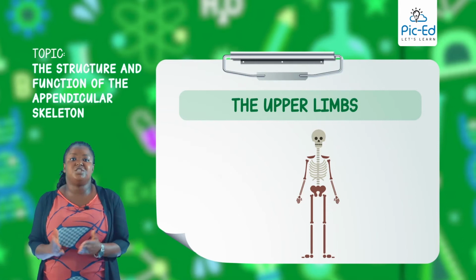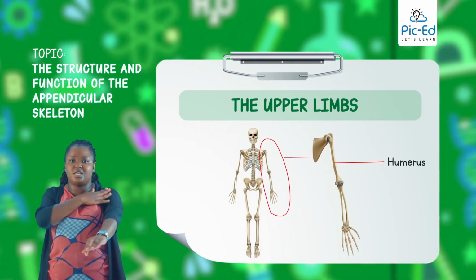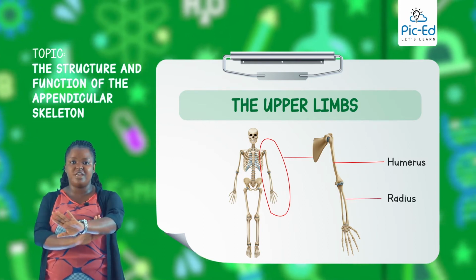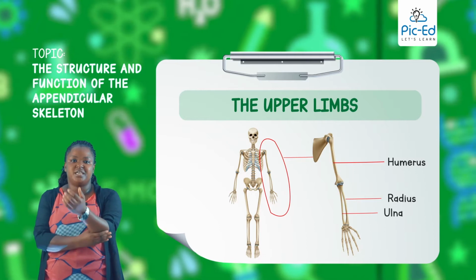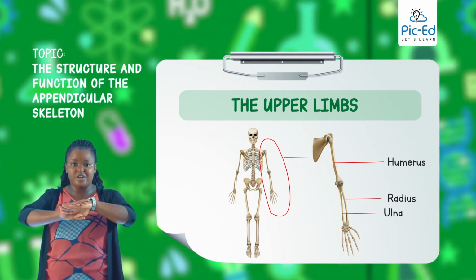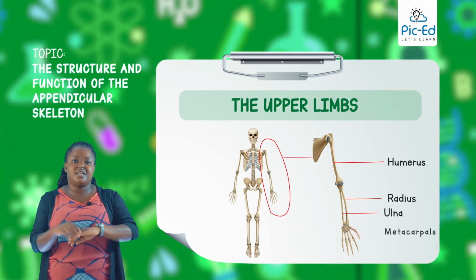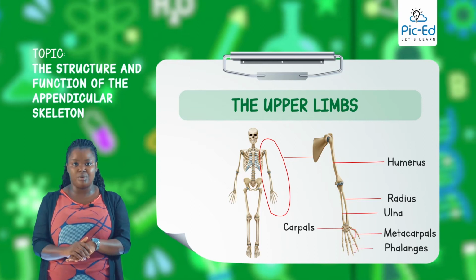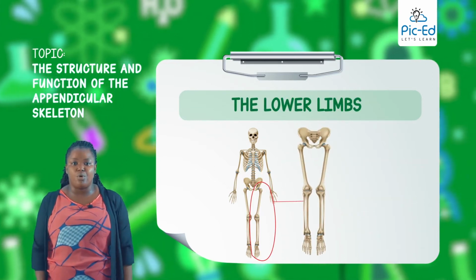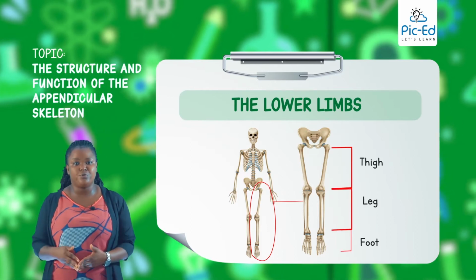The upper limb is made up of the following parts: the humerus, which is the longest bone of the upper limb. And then we have the radius and the ulna, which are located in our lower arm. And then we have the hand region that consists of bones such as the metacarpals and the carpals. Whereas our lower limb is made up of the thigh, the leg and the foot.